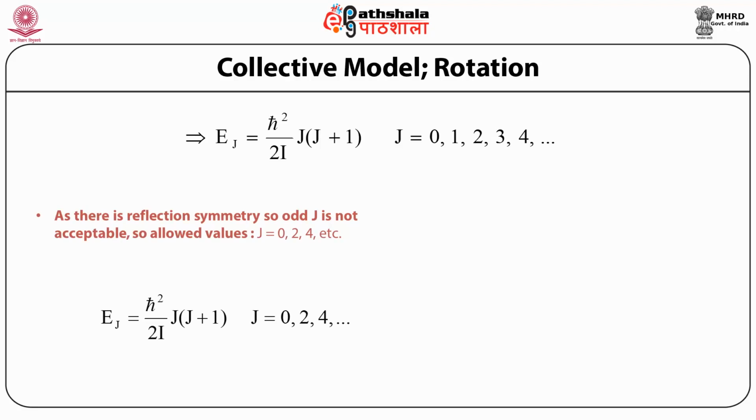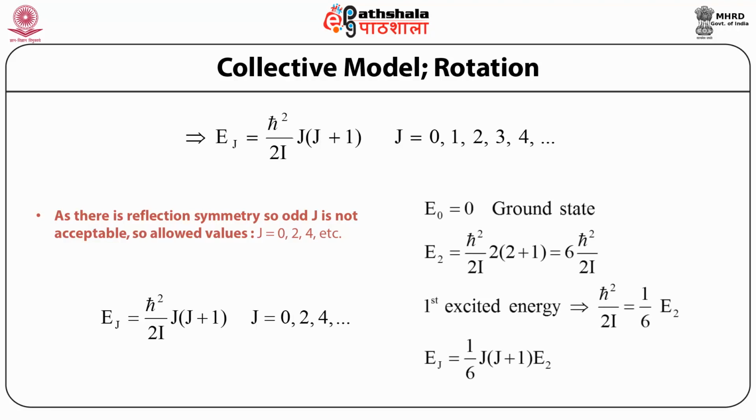As there is reflection symmetry, odd j is not acceptable. So allowed values of j have to be 0, 2, 4, etc. With these conditions, we have the formula of the rotational energy of a rotating nucleus as E_j equal to h bar square upon 2I j into j plus 1, where j is equal to 0, 2, 4, etc.